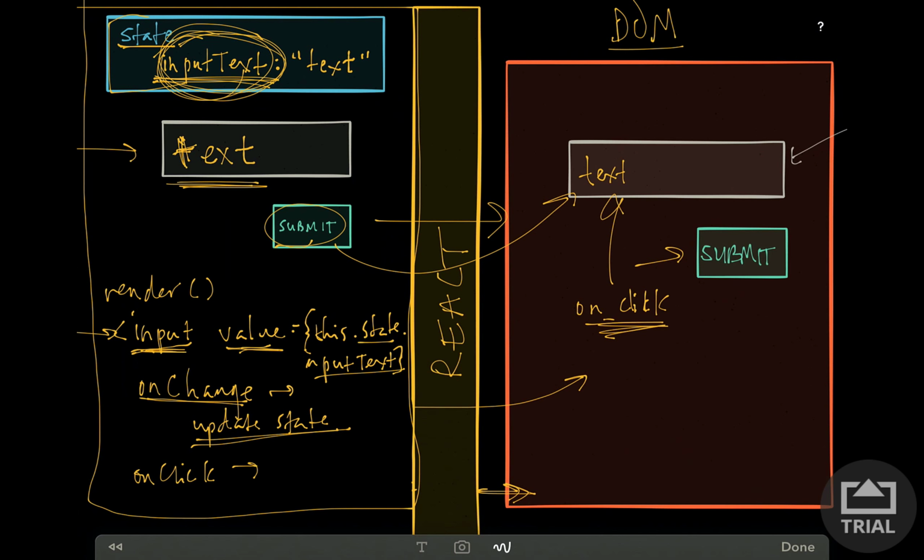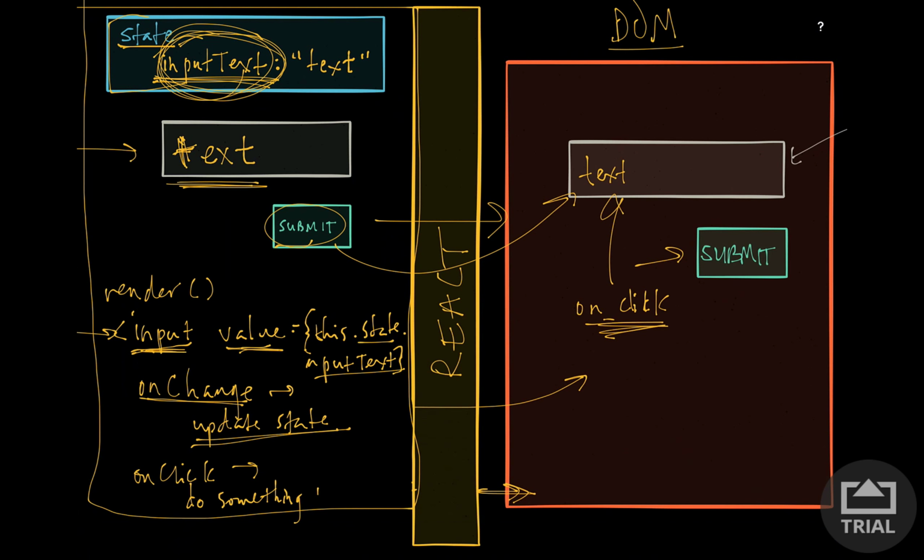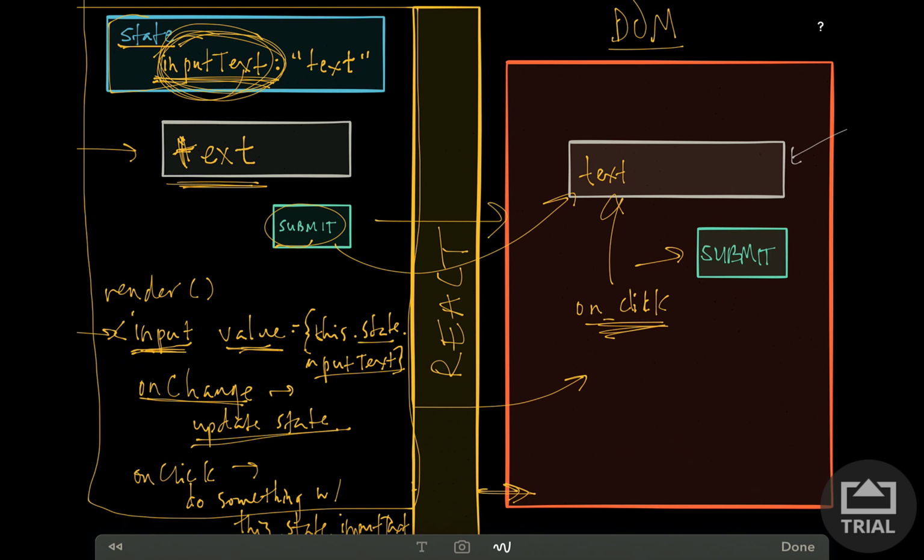So the onClick handler, this function, is just going to do something with this.state.inputText. Apologies for the sloppy handwriting and lack of space. But I hope you can kind of see now how React allows us to abstract away the DOM and to think of everything in terms of state and props.